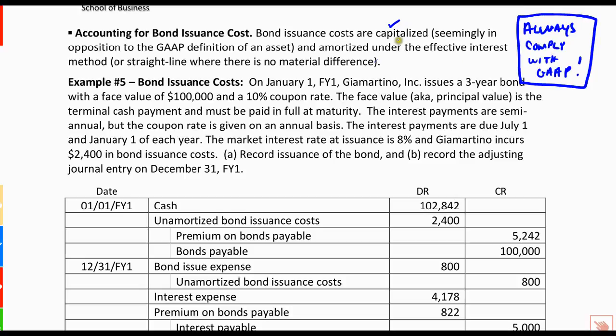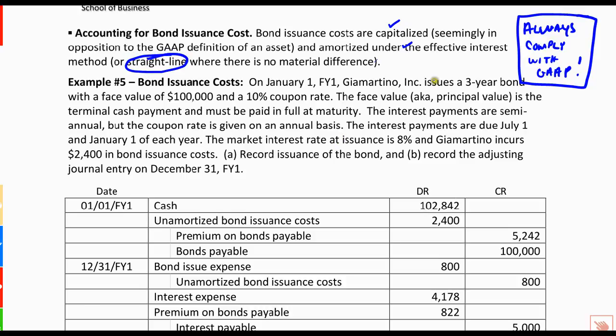Always, always, always. Okay, so it's going to be capitalized and then amortized under the effective interest method or straight line. So we're just going to use straight line. If it was under the effective interest method, that just means you would do it in proportion to the amount of premium or discount you amortized each period. But we're just going to do straight line in all of our examples, okay?